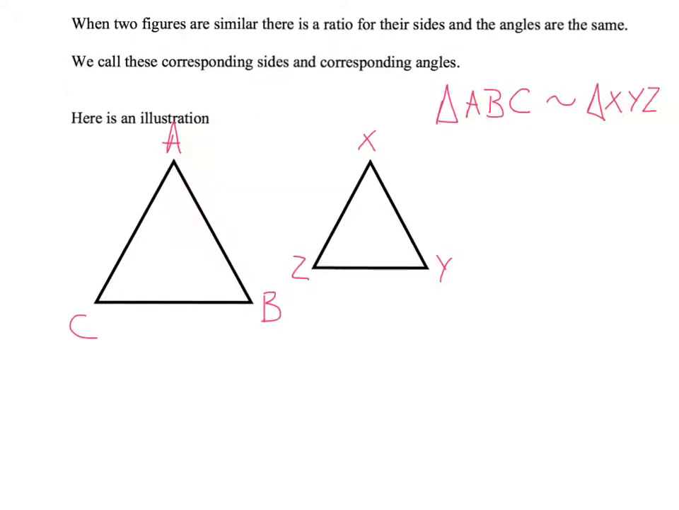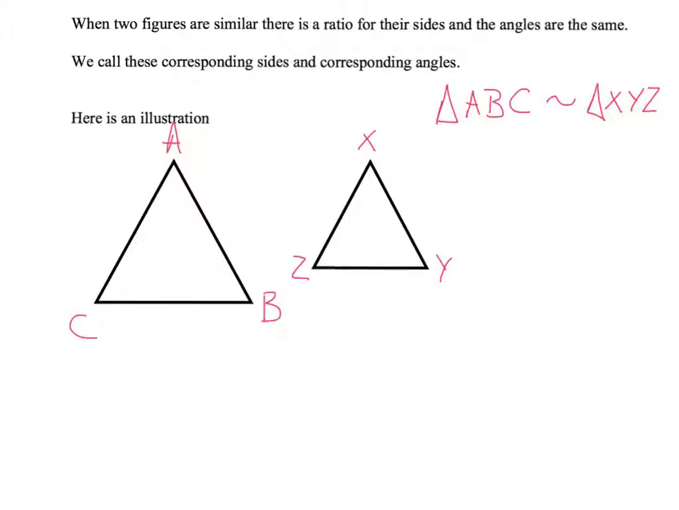When two figures are similar, there is a ratio for their sides, and their angles are the same. We call these corresponding sides and corresponding angles. In this illustration, we see that triangle ABC is similar to triangle XYZ. We can make marks on our triangles to show our corresponding sides and corresponding angles.